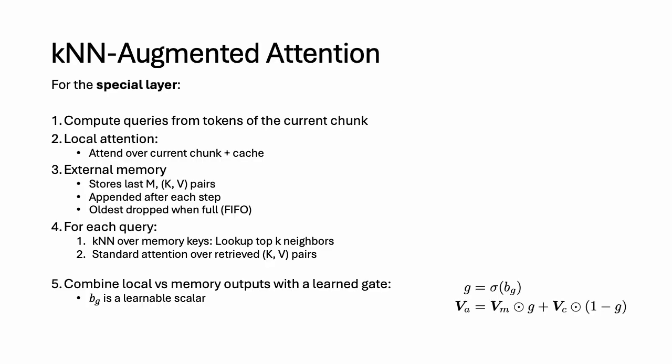Now, for the special layer for the kNN augmented attention section, what we need to do is compute the queries from the current tokens in the local context. And then using that, we do local attention on those tokens. And then we also do a kNN search to find the k most similar keys from the external memory. And then we conduct attention on those as well. And then we combine both of these using a learned memory gate basically. So there's a scalar called bg, and that scalar determines how much information comes from local attention and how much information comes from the external memory.